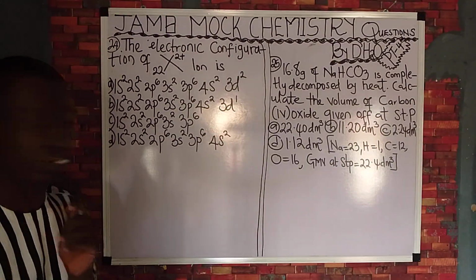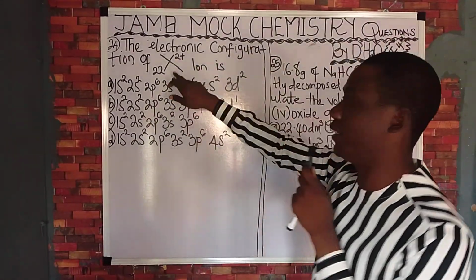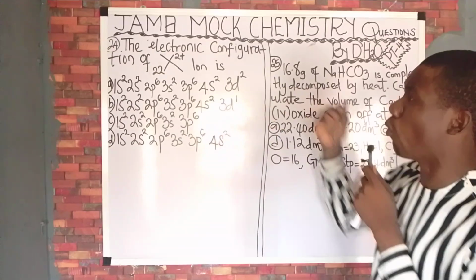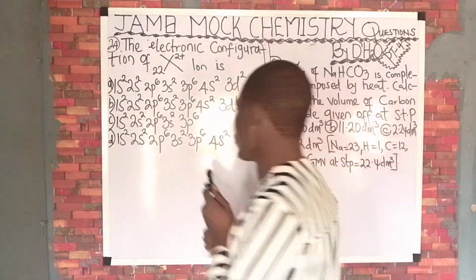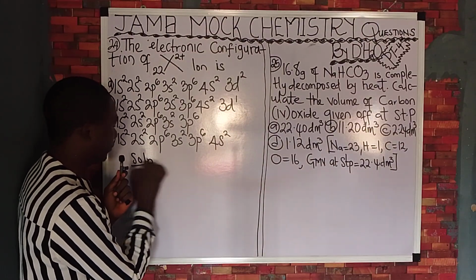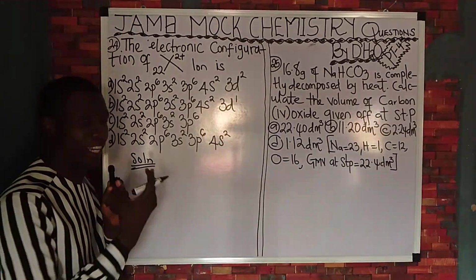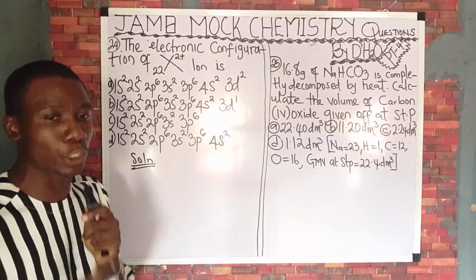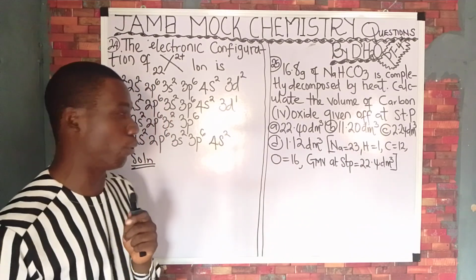Question number 24 says, the electronic configuration of the ion is what? Now, it is very easy to answer this particular question. Remember, in electronic configuration, you learn of your SPDF notation. And one of the laws that guides the SPDF notation is your Aufbau principle.